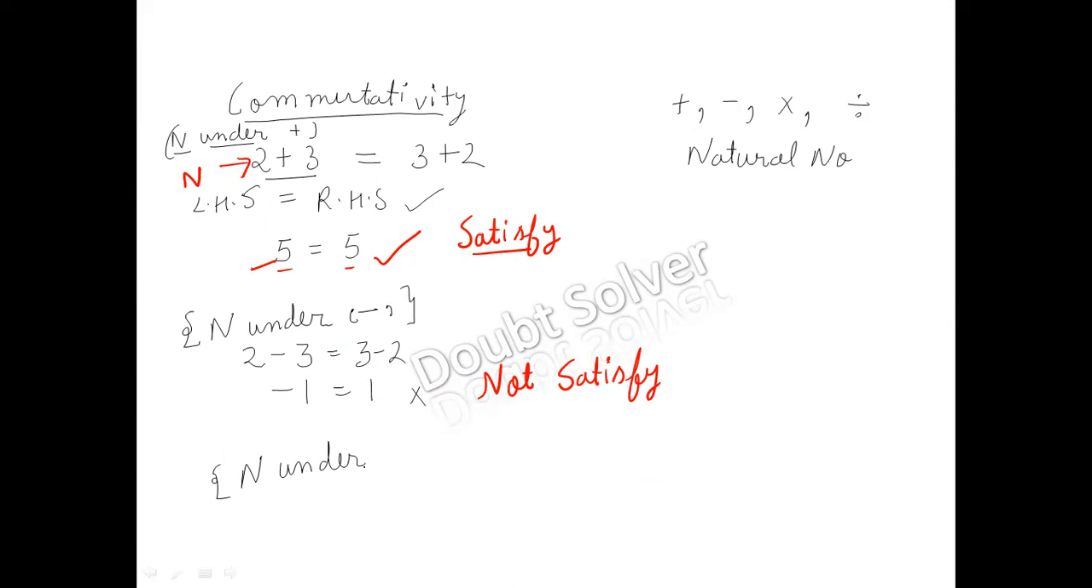Now this time let's check with division. Natural numbers under division. 2 divided by 3, and 3 divided by 2. The same thing. From here what will I get? 2 by 3, a fraction. From here what will I get? 3 by 2. They are not equal. So this does not satisfy.